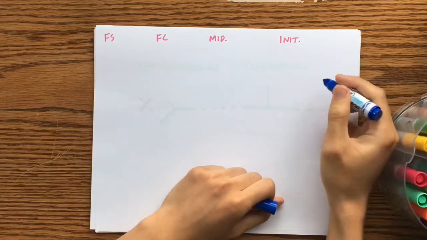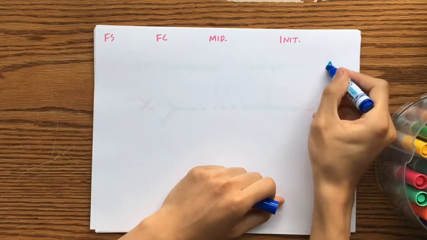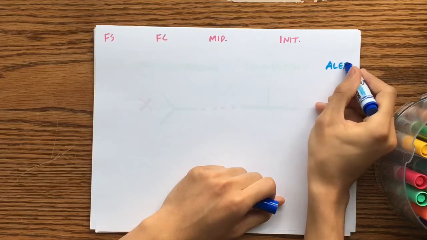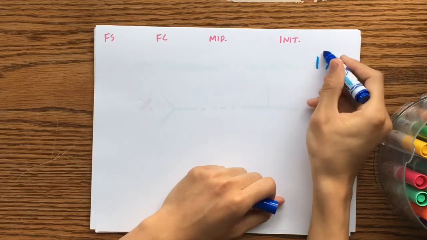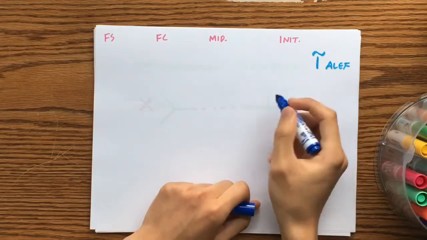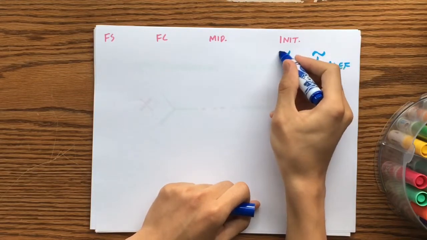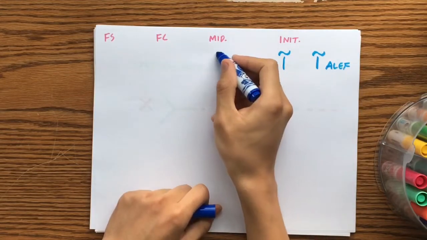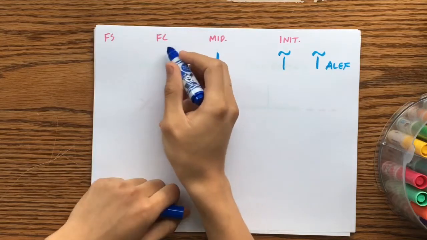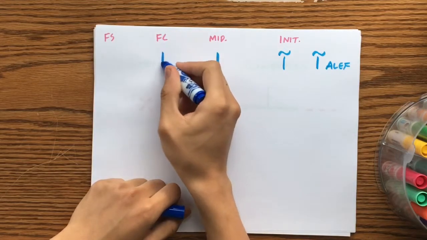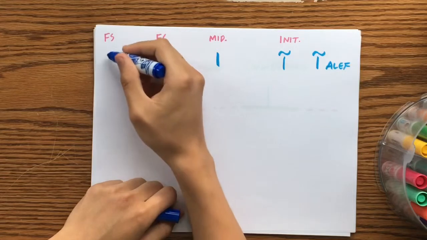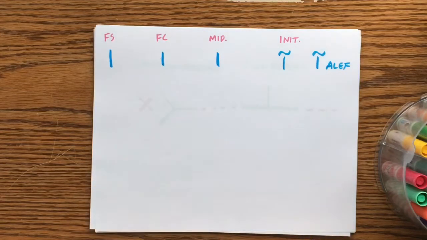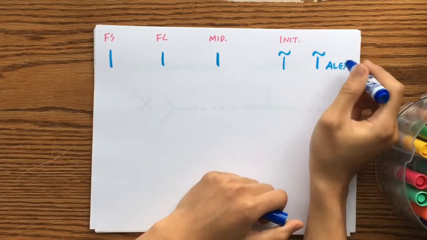So the first letter is called Aleph. And it looks like this. So the initial form looks like this. The middle looks like this. The final connected looks like this, and the final separate looks like this. And Aleph makes the sound ah.